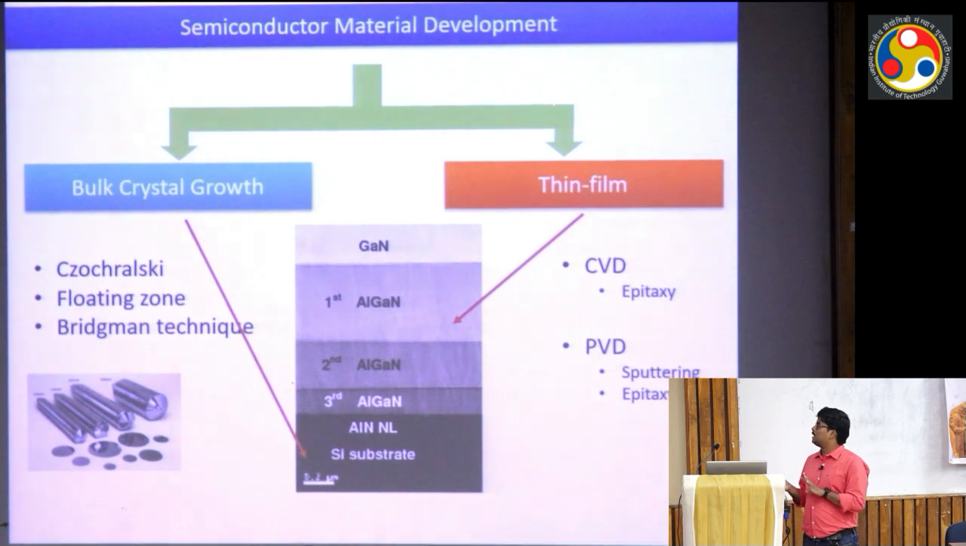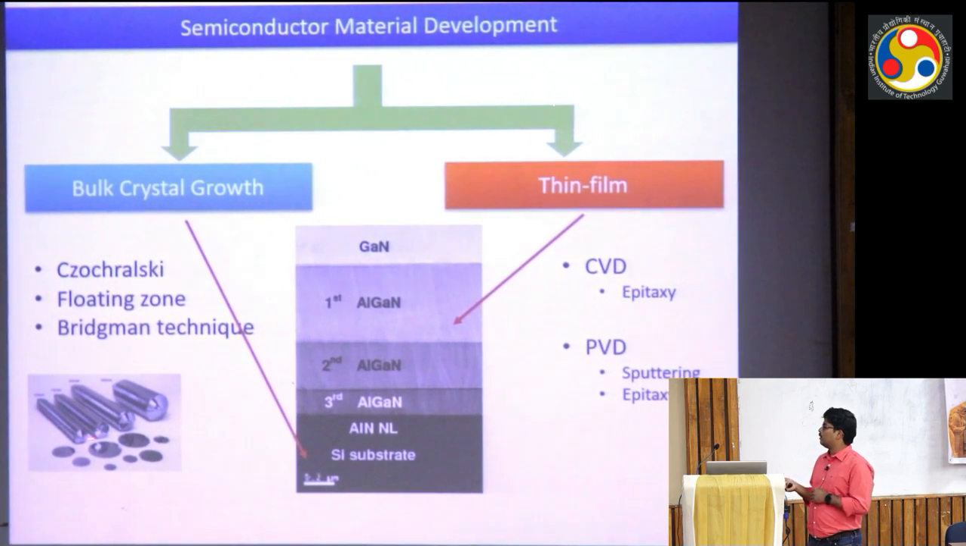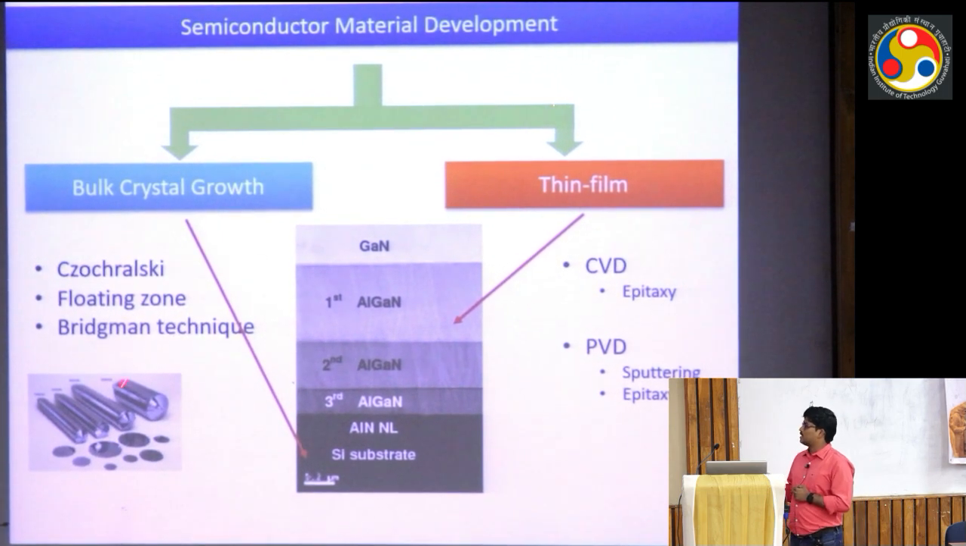So this is the material development. One is bulk crystal growth. Bulk crystal growth means we will grow the substrate. There are different techniques like Czochralski, floating zone, and Bridgman technique, where we make this kind of ingot, and after slicing we get this CD-like round-shaped substrate. So this is called bulk crystal growth.